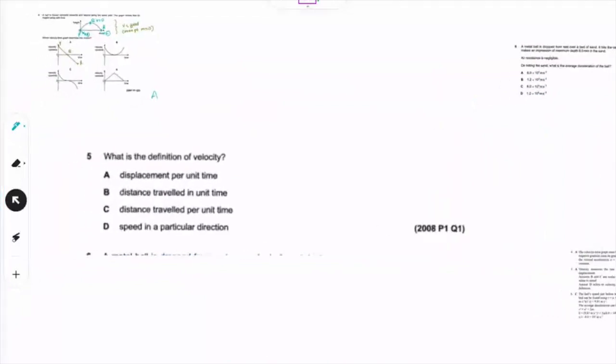What is the definition of velocity? Easy. Displacement per unit time. Correct. It's the definition only.